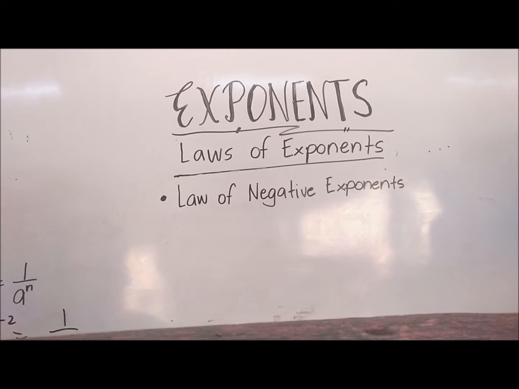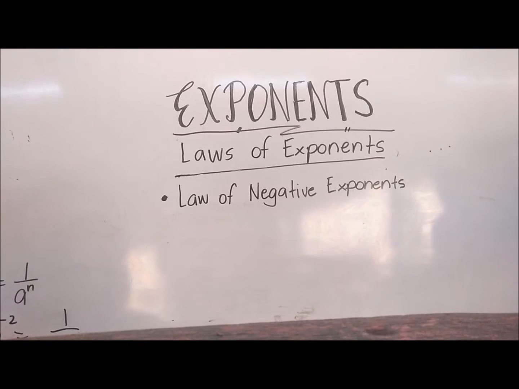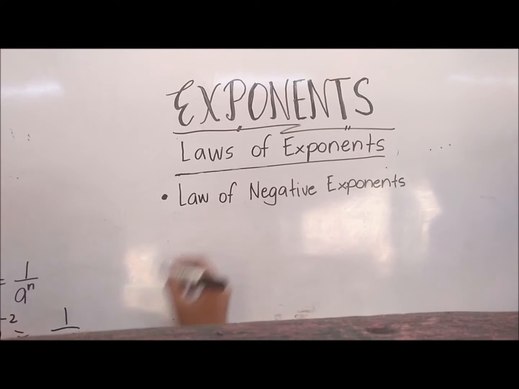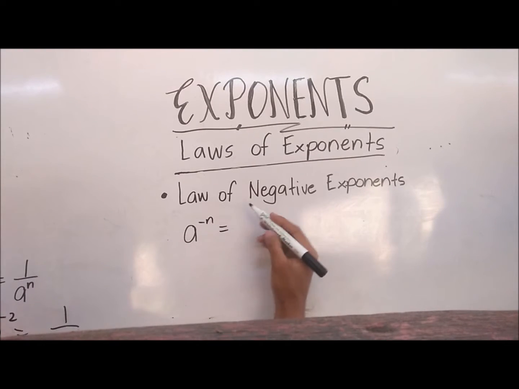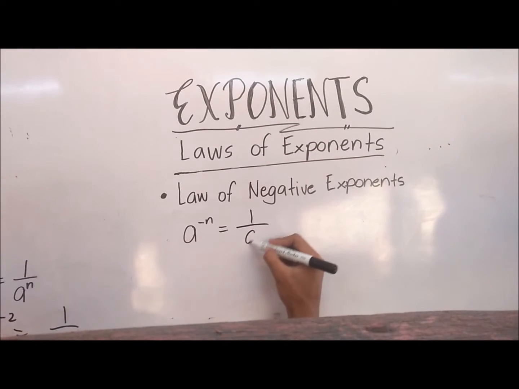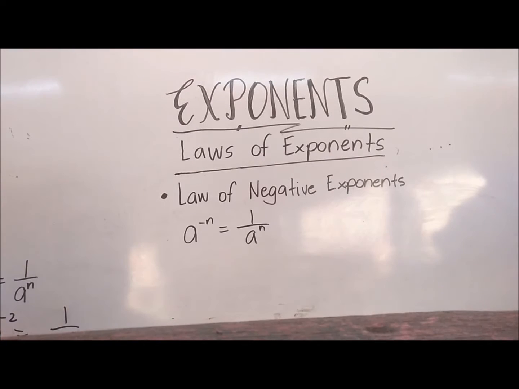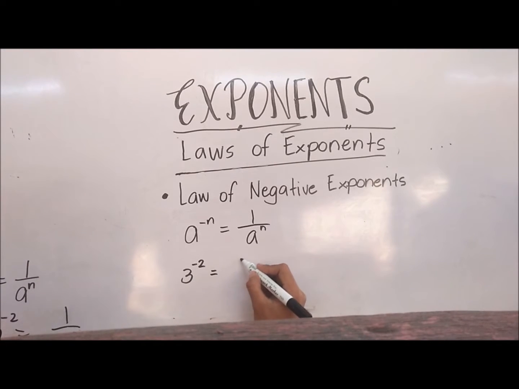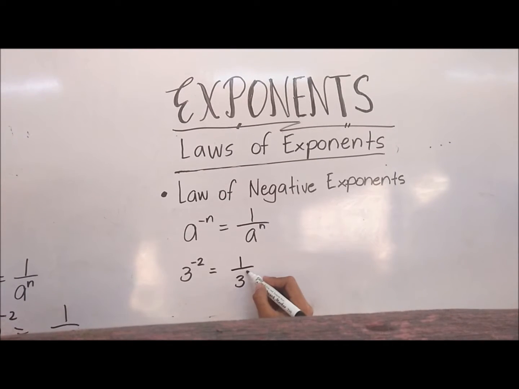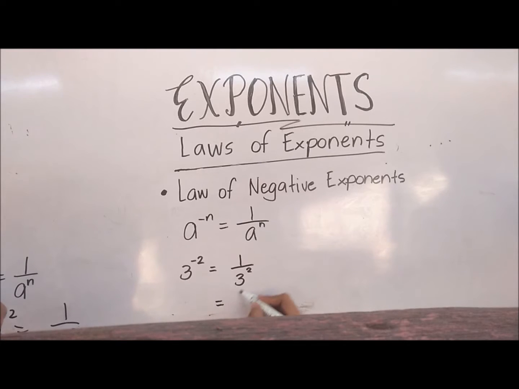Let n be a positive exponent. Given the expression a raised to negative n, it will be equal to 1 over a raised to n. For example, 3 raised to negative 2 will be equal to 1 over 3 squared, or 1 over 9.